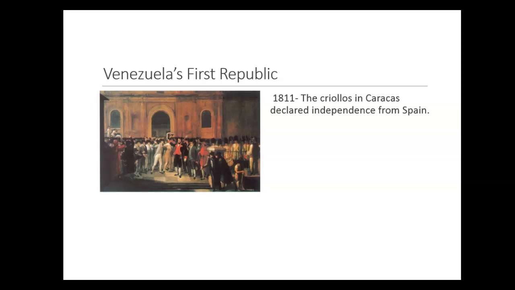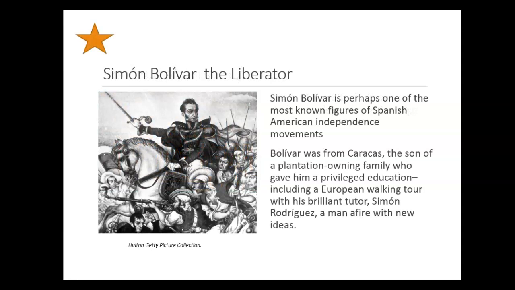Among the early leaders of the First Republic was Simón Bolívar. Bolívar was from Caracas, the son of a plantation-owning family who gave him a privileged education, including a European walking tour with his brilliant tutor, Simón Rodríguez, a man of fire with new enlightened ideas that will leave a mark on a young Bolívar.